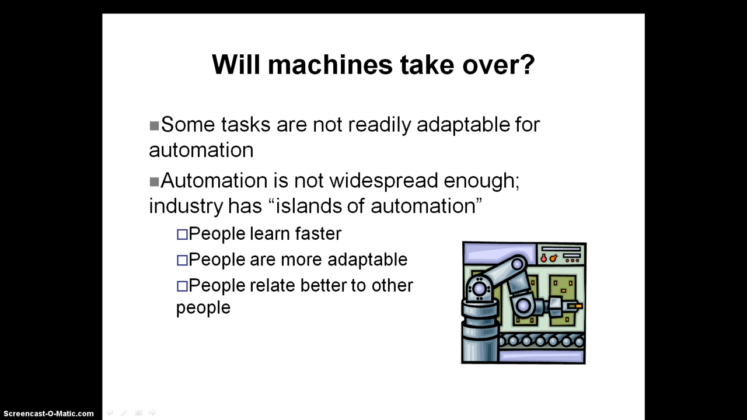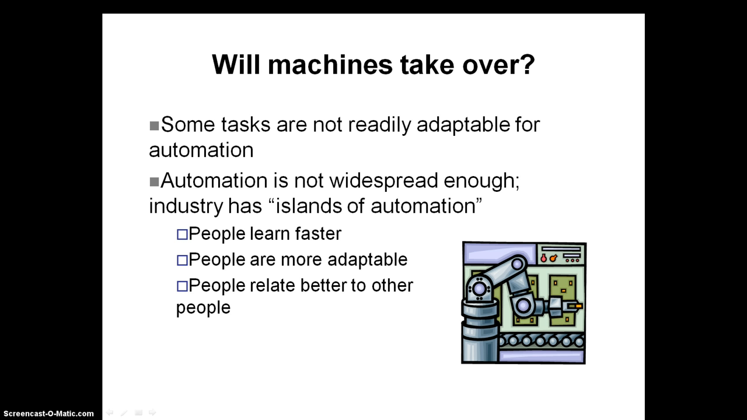Will machines ever take over? Well, that's a big question. Some tasks are not readily adaptable for automation. It's not as widespread as people think. There is automation out there. There are islands of automation, but one of the things keeping total automation from coming along is that people learn faster than machines. People can adapt and learn much more quickly than it takes to reprogram a machine.